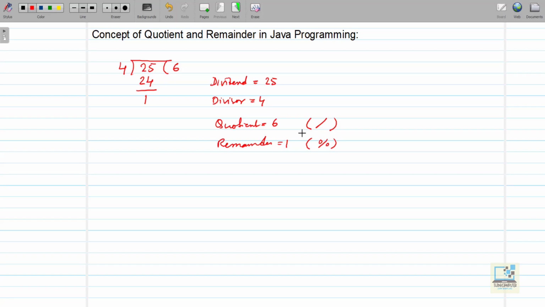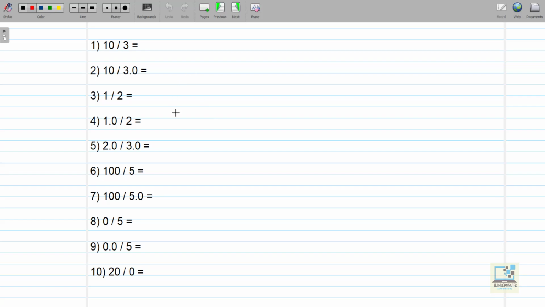But there are different situations where different types of answers can come. So in this video, we are going to understand what type of values will give what type of result in case of quotient and remainder whenever we are using the division, I mean the slash, and the remainder, I mean the percentage symbol. Okay, so let's begin with the quotient one first. So here I have 10 examples of slash operators used, that is the quotient one. Okay, in the first example, that is 10 by 3.